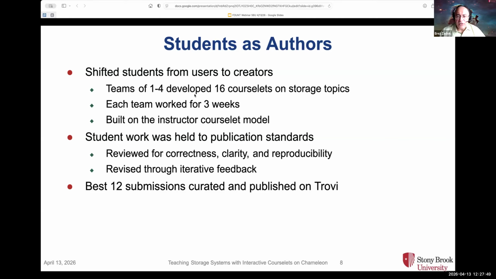How do I do this? How do I do that? And then we iterated multiple times. At the end, they had a demo of each one of their courselets, and based on that, they received the grade. There were a total of 16 submissions, and we selected 12 of the best ones and curated them a little after the course, cleaned them up, made sure that all the style was conforming, and then we published those on Trovi.